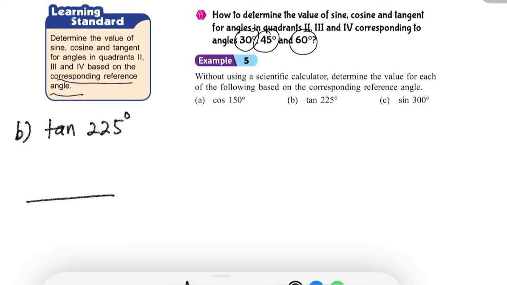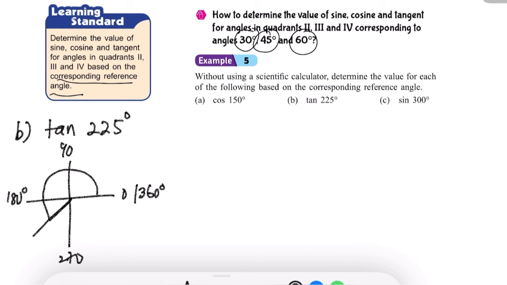I have tangent 225 degrees. So first and foremost, draw our quadrant and decide where 225 degree belongs to. So from 0, more than 90, more than 180, less than 270. So it is here. So decide our alpha. Our alpha is going to be here.